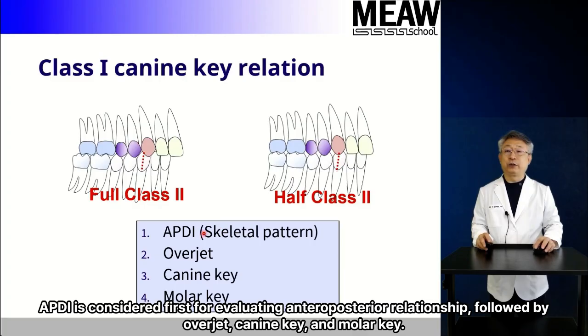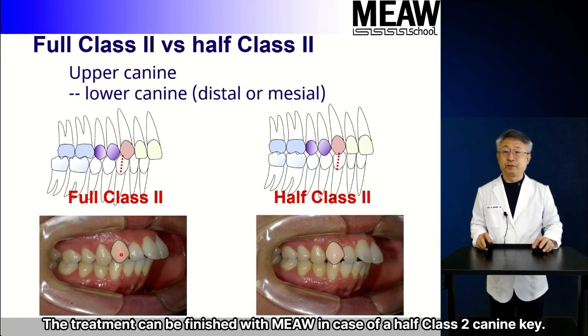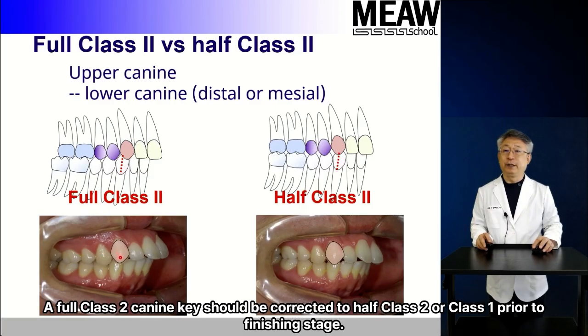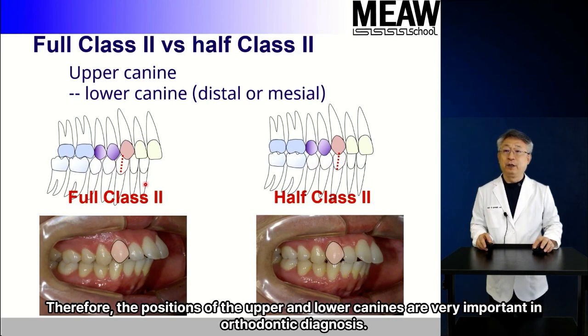APDI is considered first for evaluating antero-posterior relationship, followed by overjet, canine key, and molar key. The treatment can be finished with mio in case of a half Class II canine key, but it should not be finished in case of a full Class II canine key. A full Class II canine key should be corrected to half Class II or Class I prior to finishing stage. Therefore, the positions of the upper and lower canines are very important in orthodontic diagnosis.